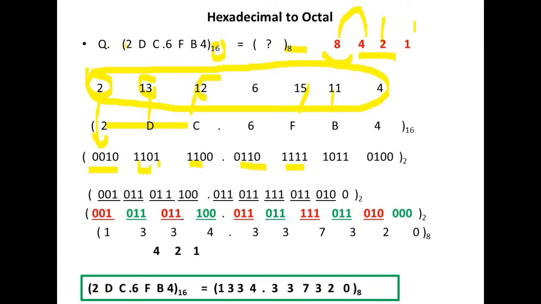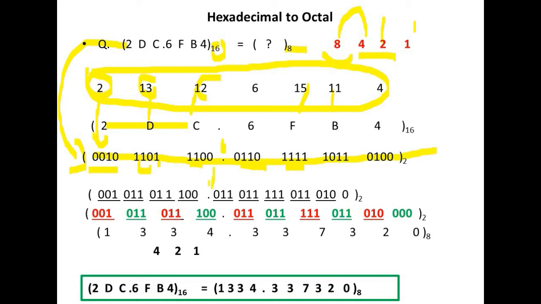Now we have converted the hexadecimal number into the binary number, and now this binary number has to be converted into the octal number system. And we know that a binary number can be converted into octal by using groups of 3 digits. We start from the decimal point. So from the decimal point we have started grouping of 3 digits.